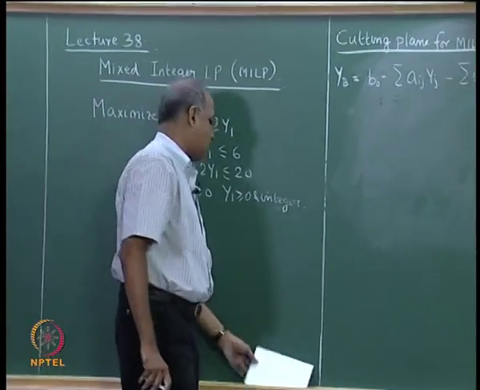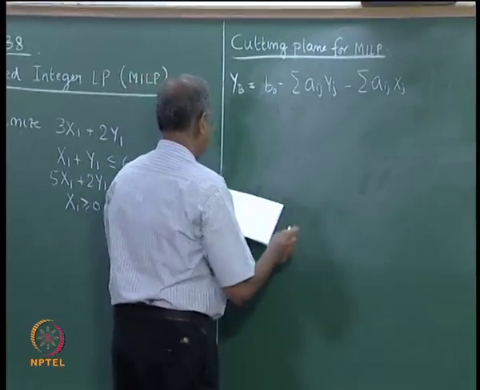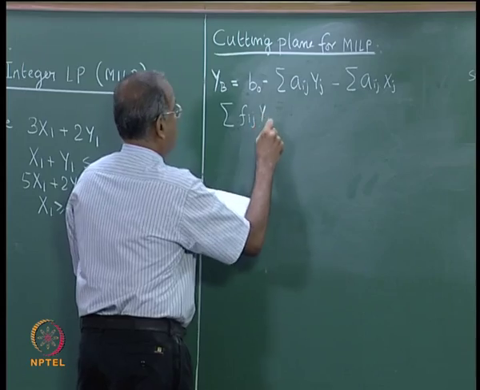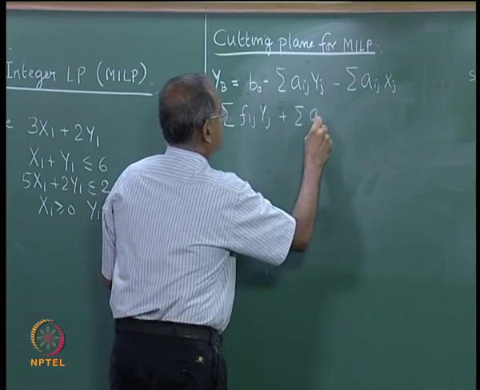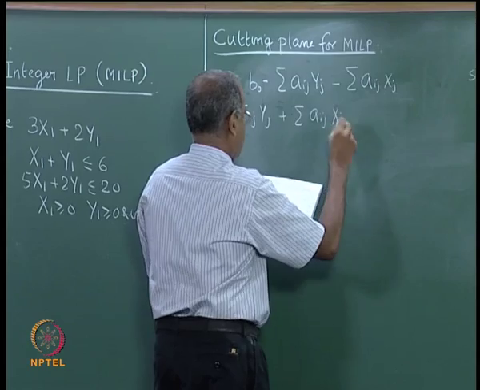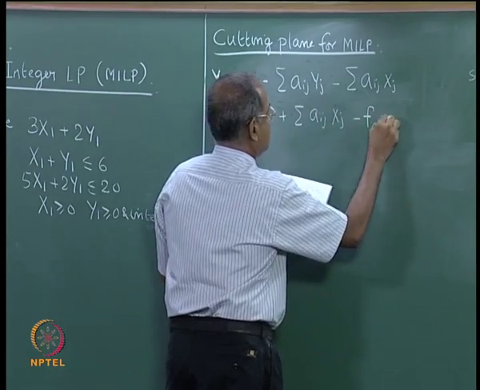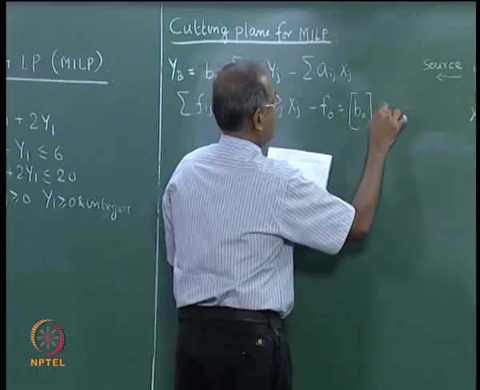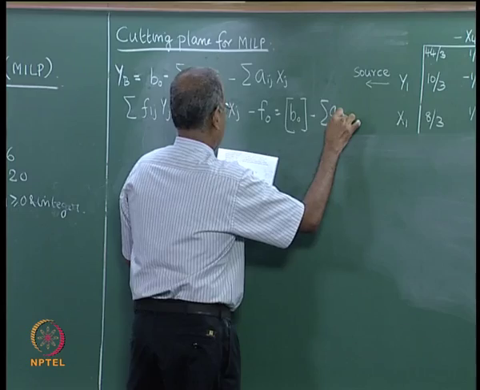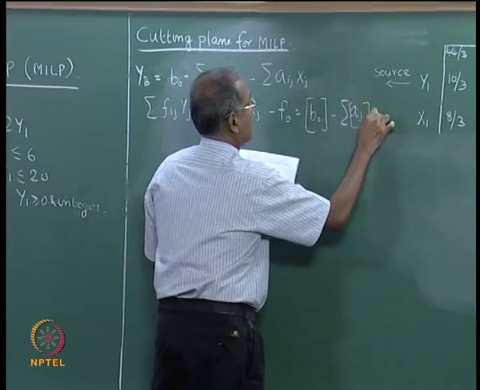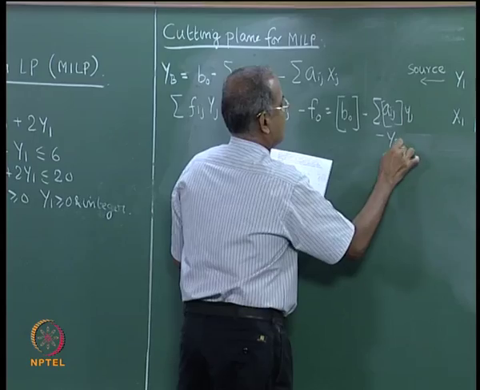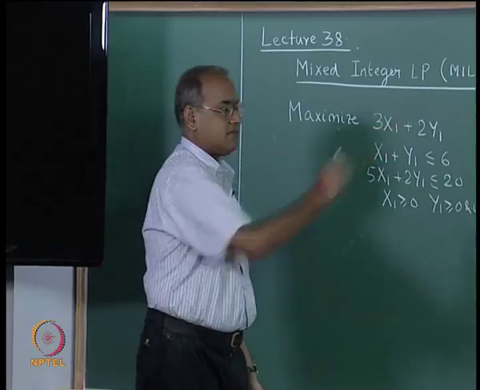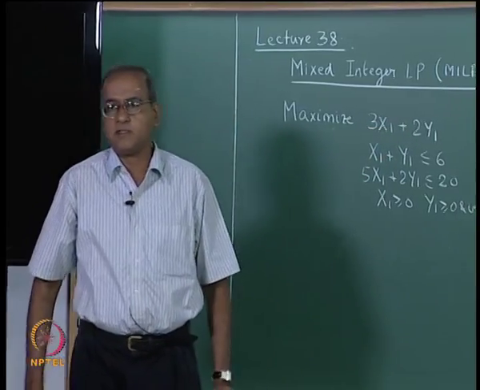Then we rewrite the source row as something like this: sigma Fij Yj plus sigma Aij Xj minus F naught is equal to B naught minus sigma Yj minus Yb. I have just written this from a sheet of paper, so let me explain this to you.